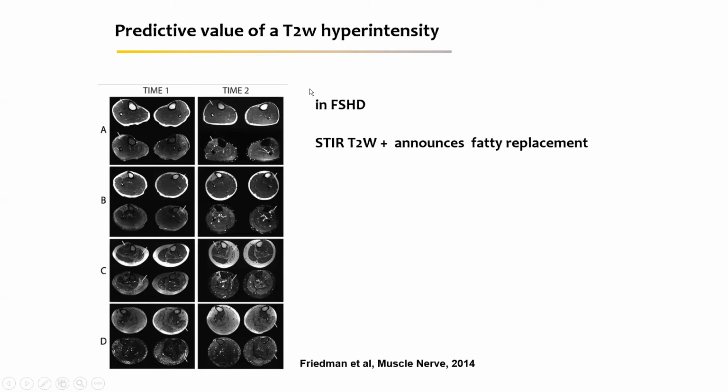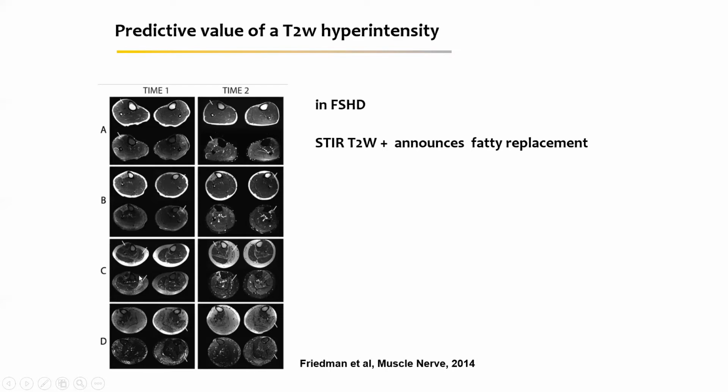Well, it's more with quantitative imaging that you can demonstrate that. But for a disease that can be a caricatural situation, like facioscapulohumeral dystrophy, where at some point there's an explosive dysregulation of DUX4, you can nicely see, even with quantitative imaging, that the increase in water T2, so the STIR hyperintensity, precedes and announces the muscle destruction.